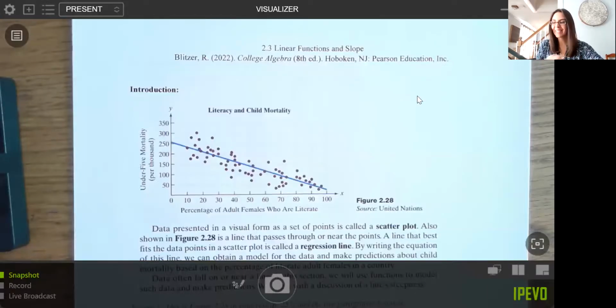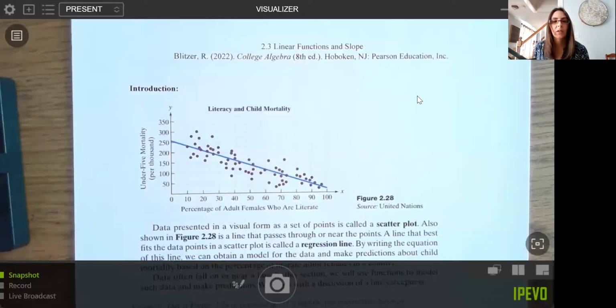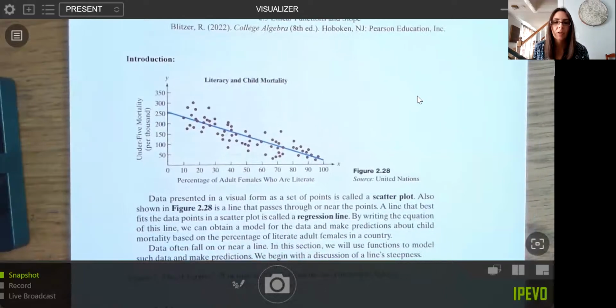Hi, everybody. In this video, we're going to start section 2.3, which focuses specifically on linear functions. So we're still talking about functions here, but in this section we're talking about linear functions and also going to talk more about slope. A lot of the topics here you're probably familiar with, but we're going to, again, bring in that function notation here as well.